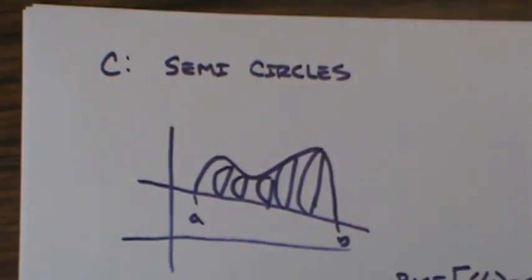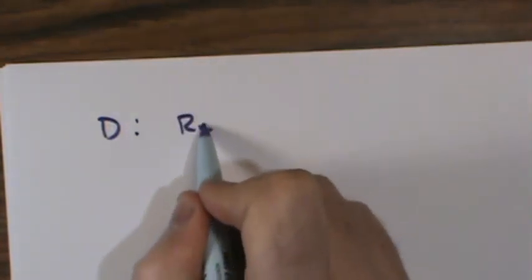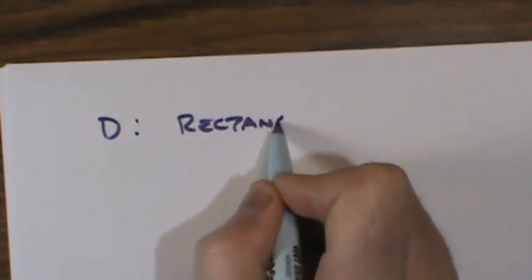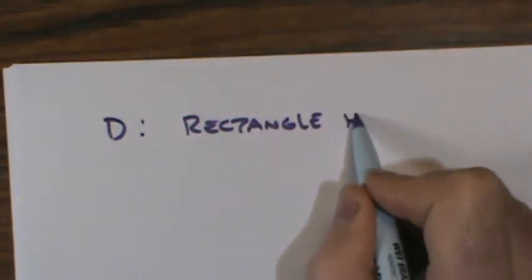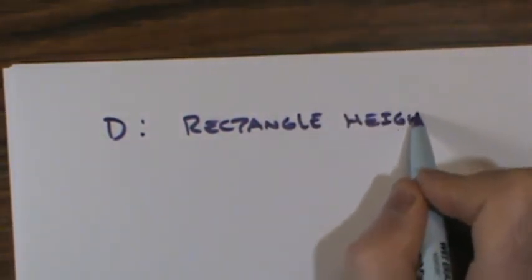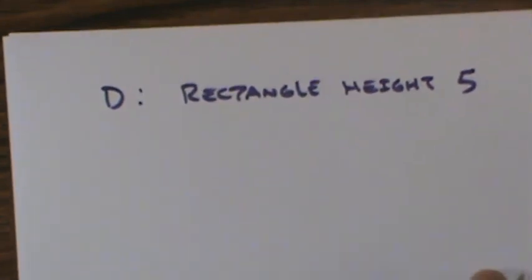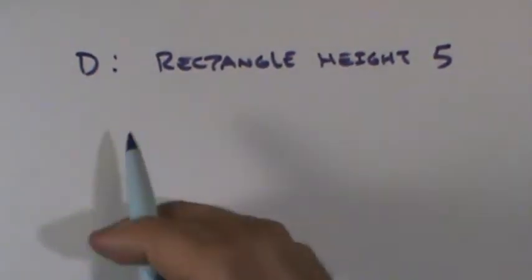Now, they'll have other shapes. Those are the three major ones. They can do things like rectangles of height 5. And so I'll do a real simple one like that. We've got a rectangle of height 5. Those are actually the easiest ones. I don't even need to draw a picture on that.